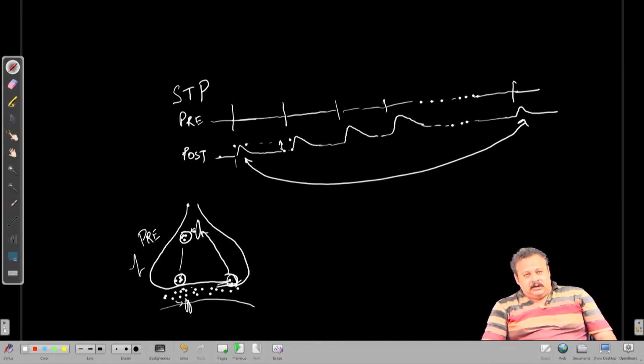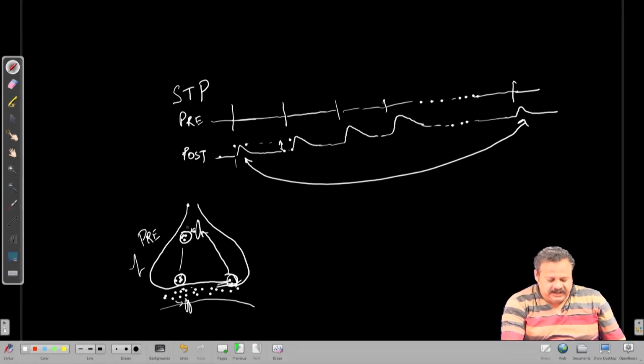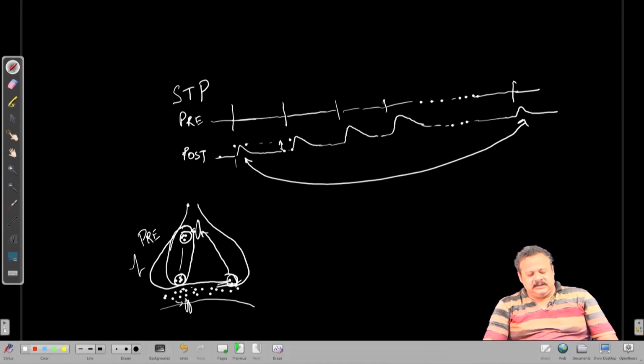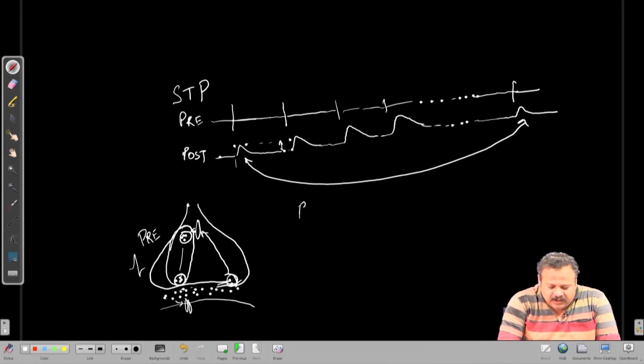So, actually we can think of this as a cyclic process. To make it a simple model first, we say that this pool of vesicles is the recovered pool.